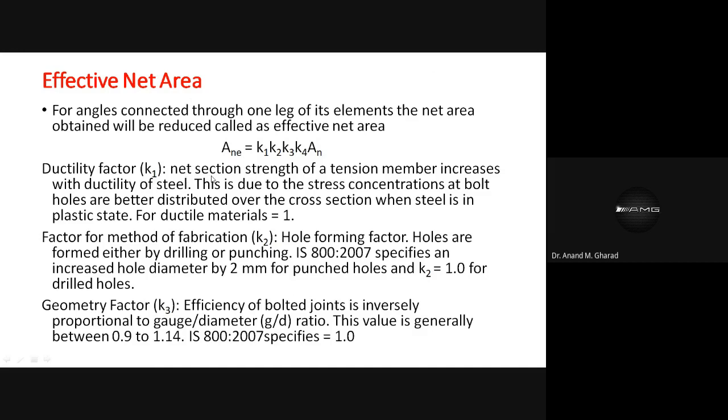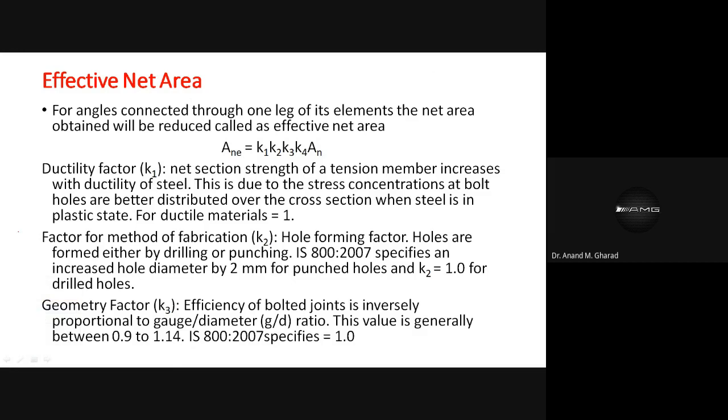What it says is that the net section strength of a tension member increases with ductility of steel. As you know, steel is a ductile material. So the net section strength, or the capacity of that net section, whatever hole we have provided for insertion of the bolt, that capacity will increase with the ductility of the steel. This is because the stress concentrations at the bolt holes are better distributed over the section when steel is in plastic state.